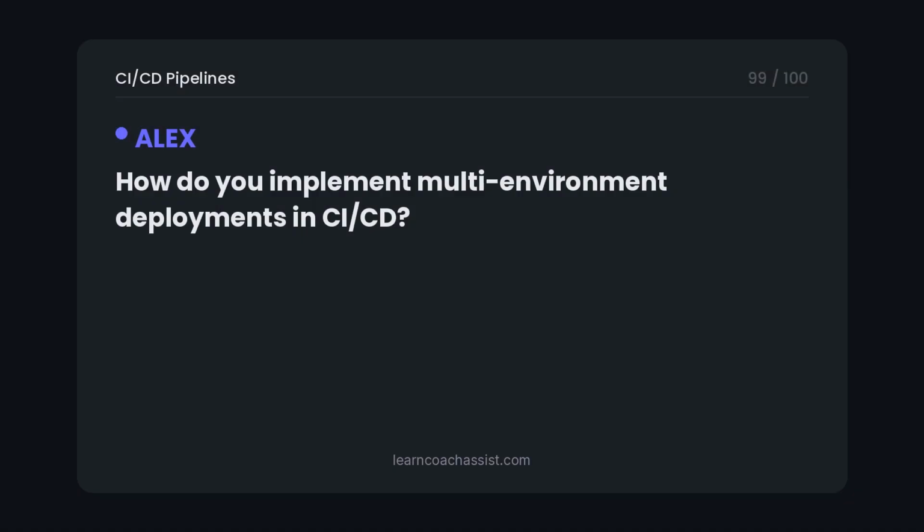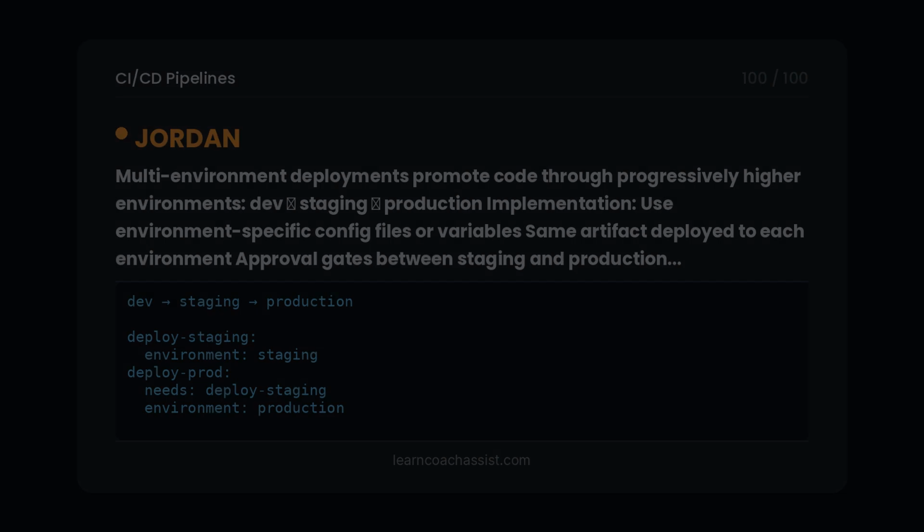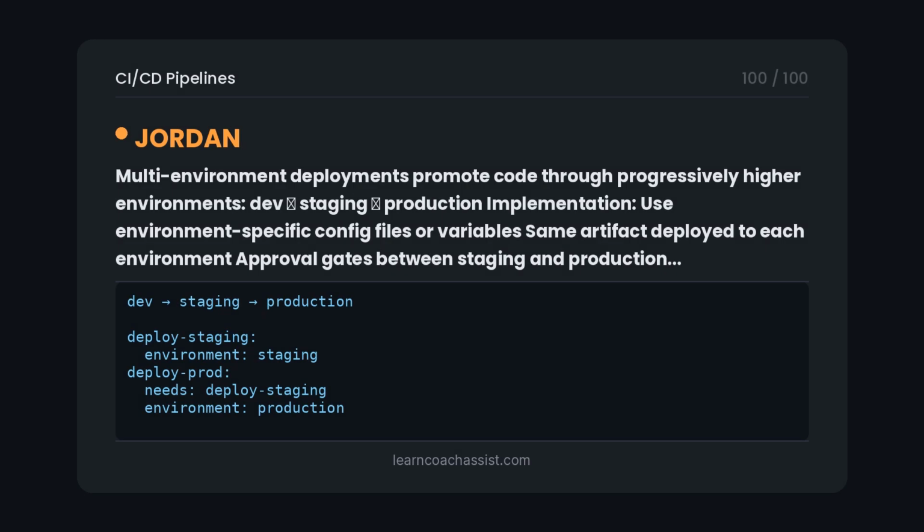How do you implement multi-environment deployments in CI/CD? Multi-environment deployments promote code through progressively higher environments: dev, staging, production. Implementation: use environment-specific config files or variables. Deploy the same artifact to each environment. Use approval gates between staging and production environments. Use scoped secrets. GitHub Actions example: deploy-staging, environment: staging. deploy-prod, needs deploy-staging, environment: production.